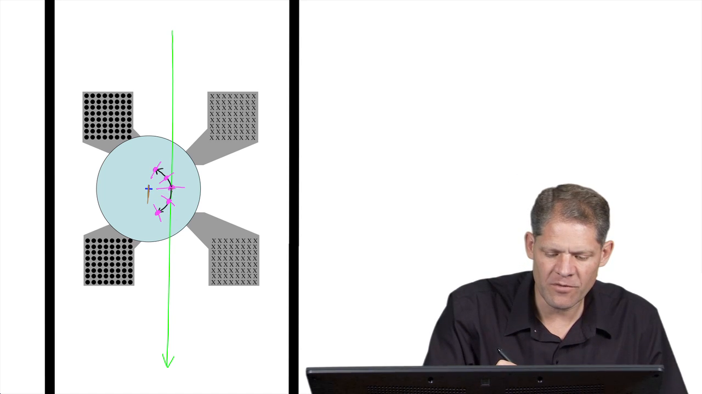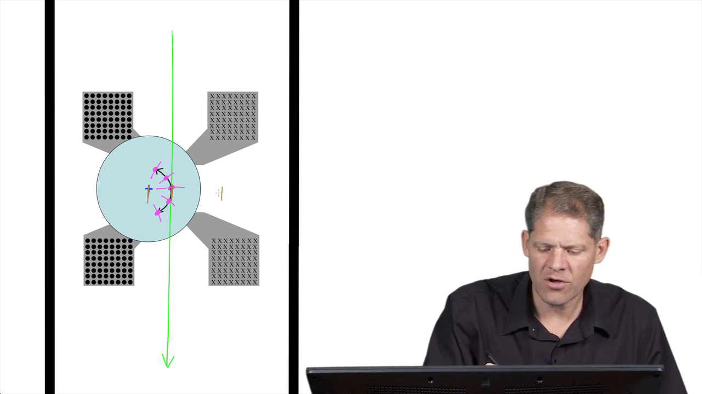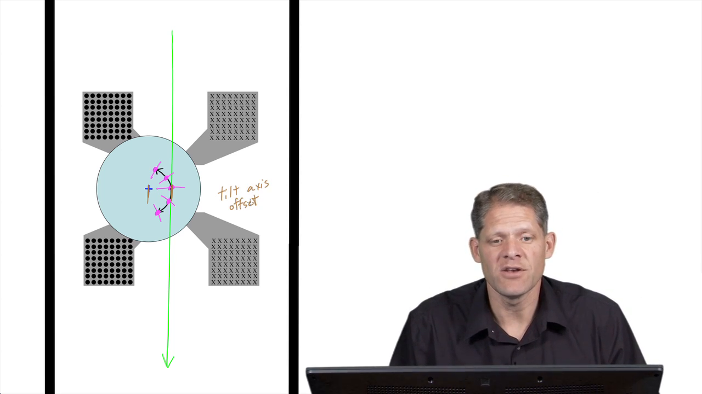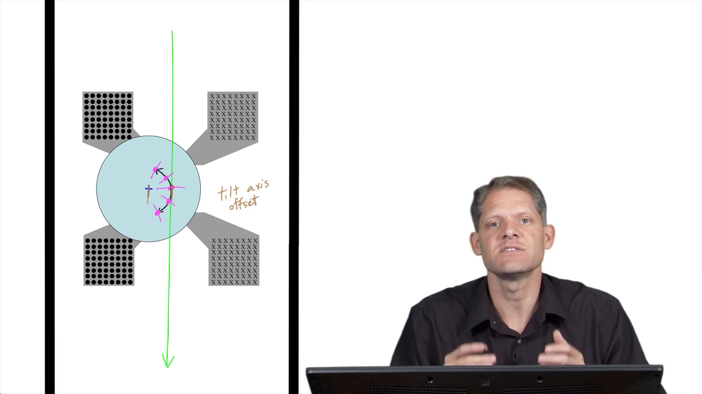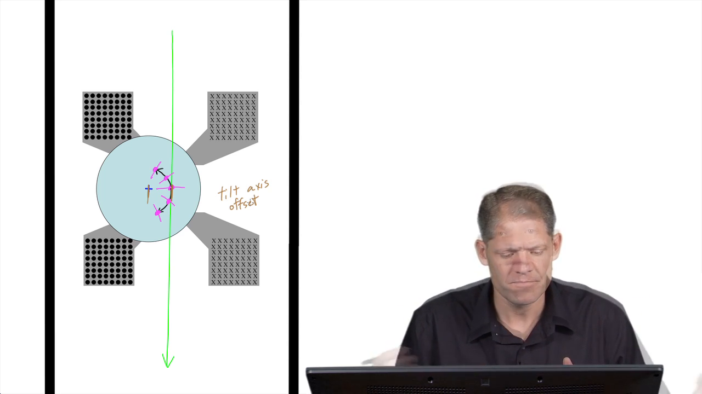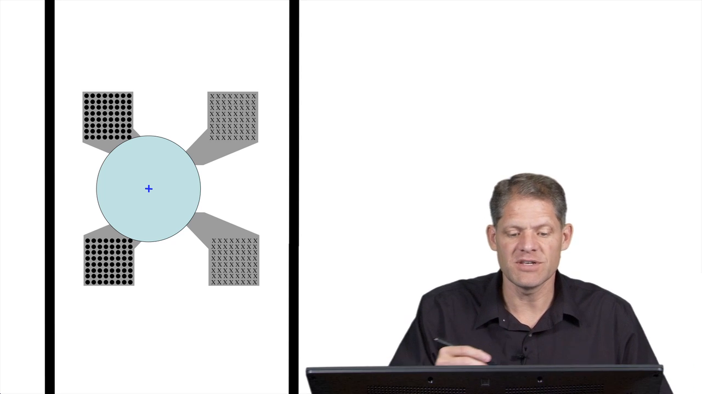Now this distance from here to there we can call the tilt axis offset. And it can be calibrated beforehand. You can measure the tilt axis offset of your microscope and know that before you start. Now unfortunately, the real situation is even worse.